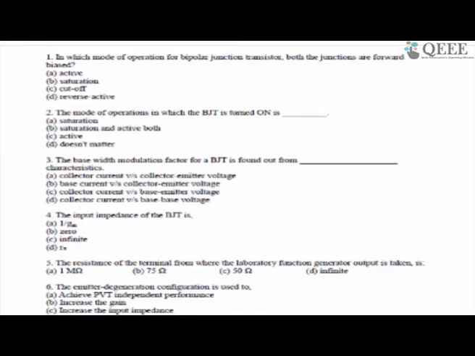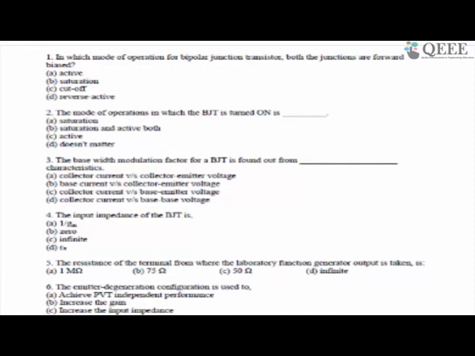The question was, in which mode of operation for a bipolar junction transistor are both the junctions forward biased? That's the saturation mode of operation, right? Both the junctions are forward biased. The mode of operation in which the BJT is turned on is the active mode, right? Because this is the mode of operation where we want the amplification.